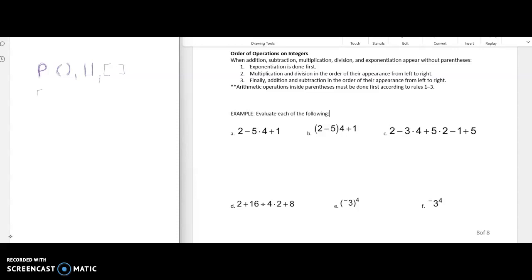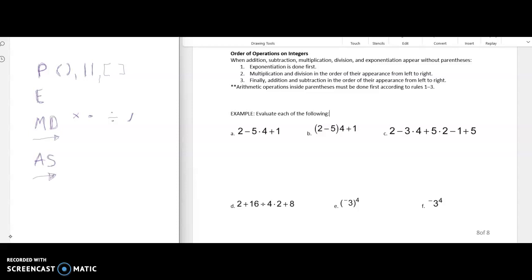You take care of what's in any sort of grouping symbol first. And then you need to apply any exponents. Next, you'll do multiplication and division as you see it from left to right in your problem. Multiplication is this symbol or a dot, and division, we have a division symbol, or sometimes we have a slash. So those are the symbols we're looking for. And then finally, you'll do addition and subtraction from left to right in your problem as you see it.